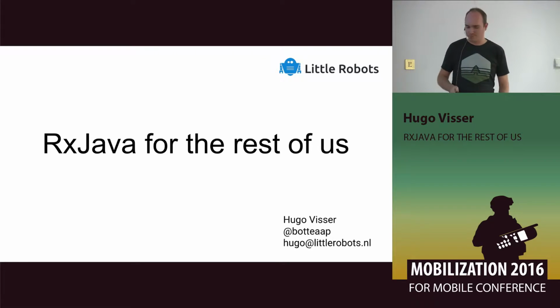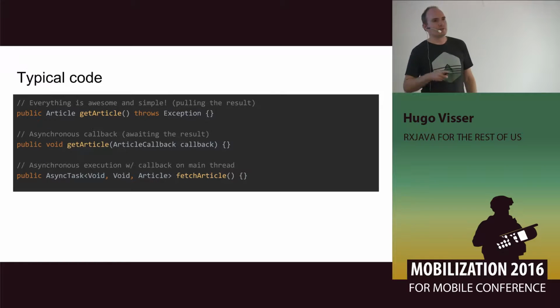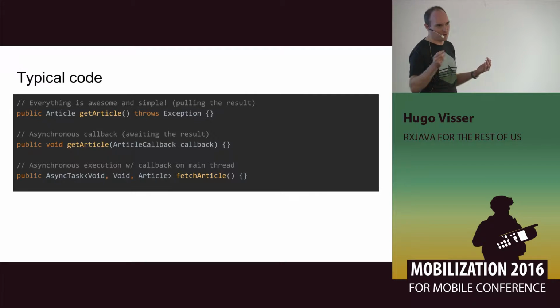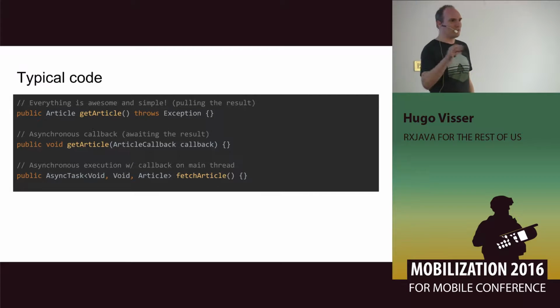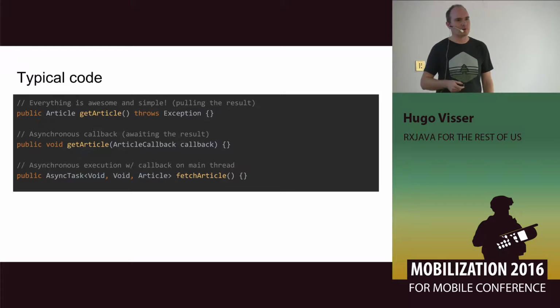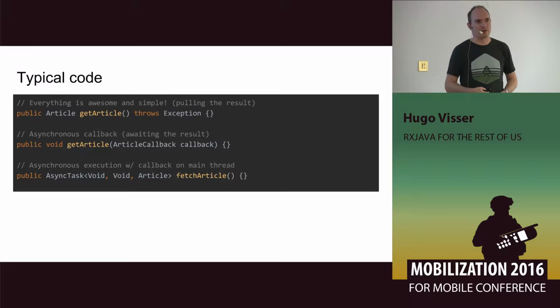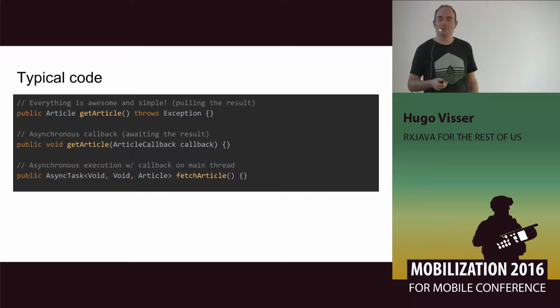So let's go. Which problems are we trying to solve? Let's start there. So your typical code is, if you're in the happy path, you have something synchronous. You want to get an article, you just call the getter and you're done. Usually though, it's not that simple. This article needs to come from the network, for example, or from a database, something that you can't really synchronously call because you don't want to block the main thread.